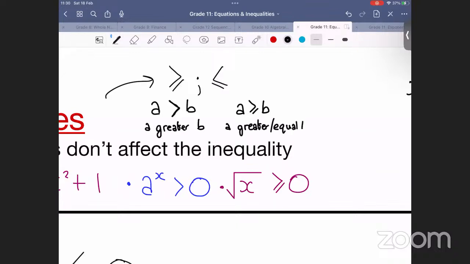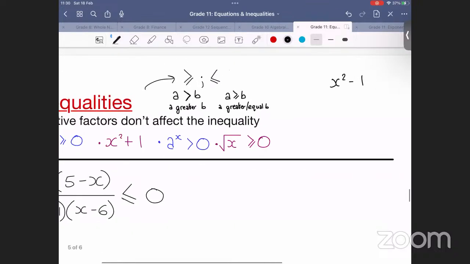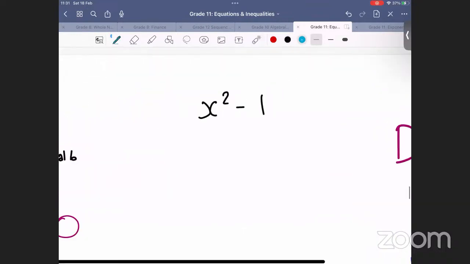That's what it basically means. Okay, cool. So yes, x squared minus 1 is not always positive. Is it greater than 0? Not always. Okay, let's just not leave that out. It's not always positive.